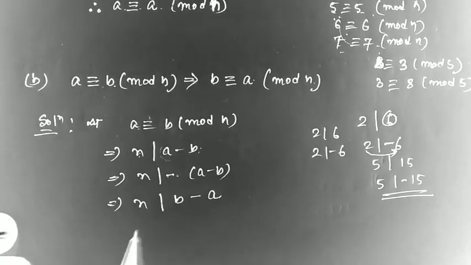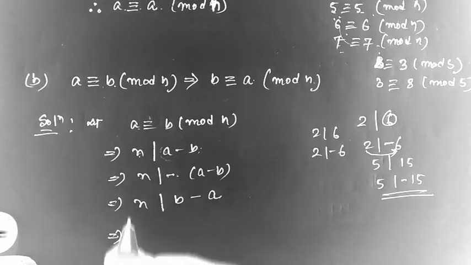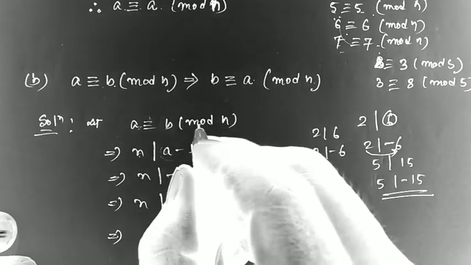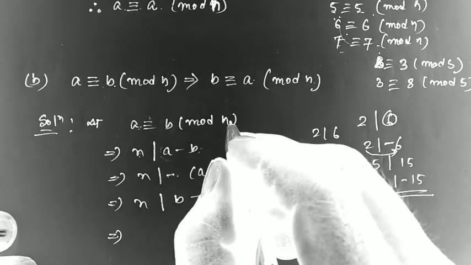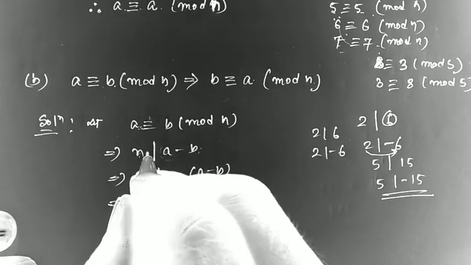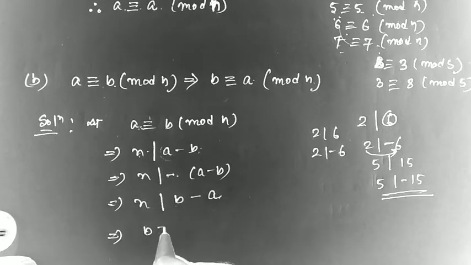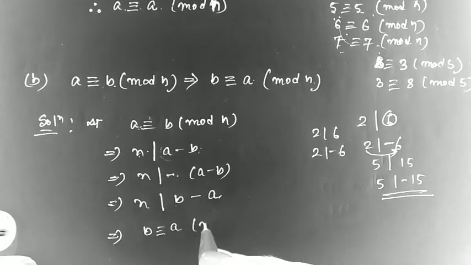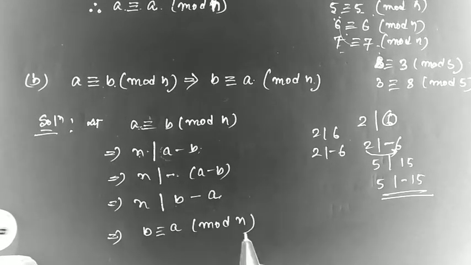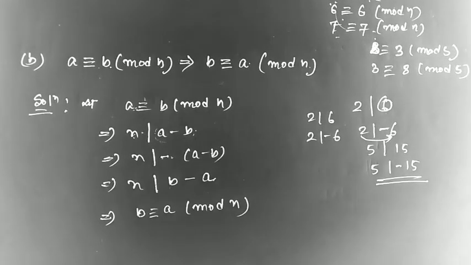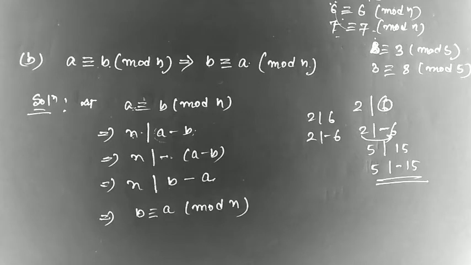So from this line what can we write? A congruent to b mod n means n divides a minus b. Now n divides b minus a means what? B is congruent to a mod n. So very easy, very important and very easy. No? Let's see the next property.